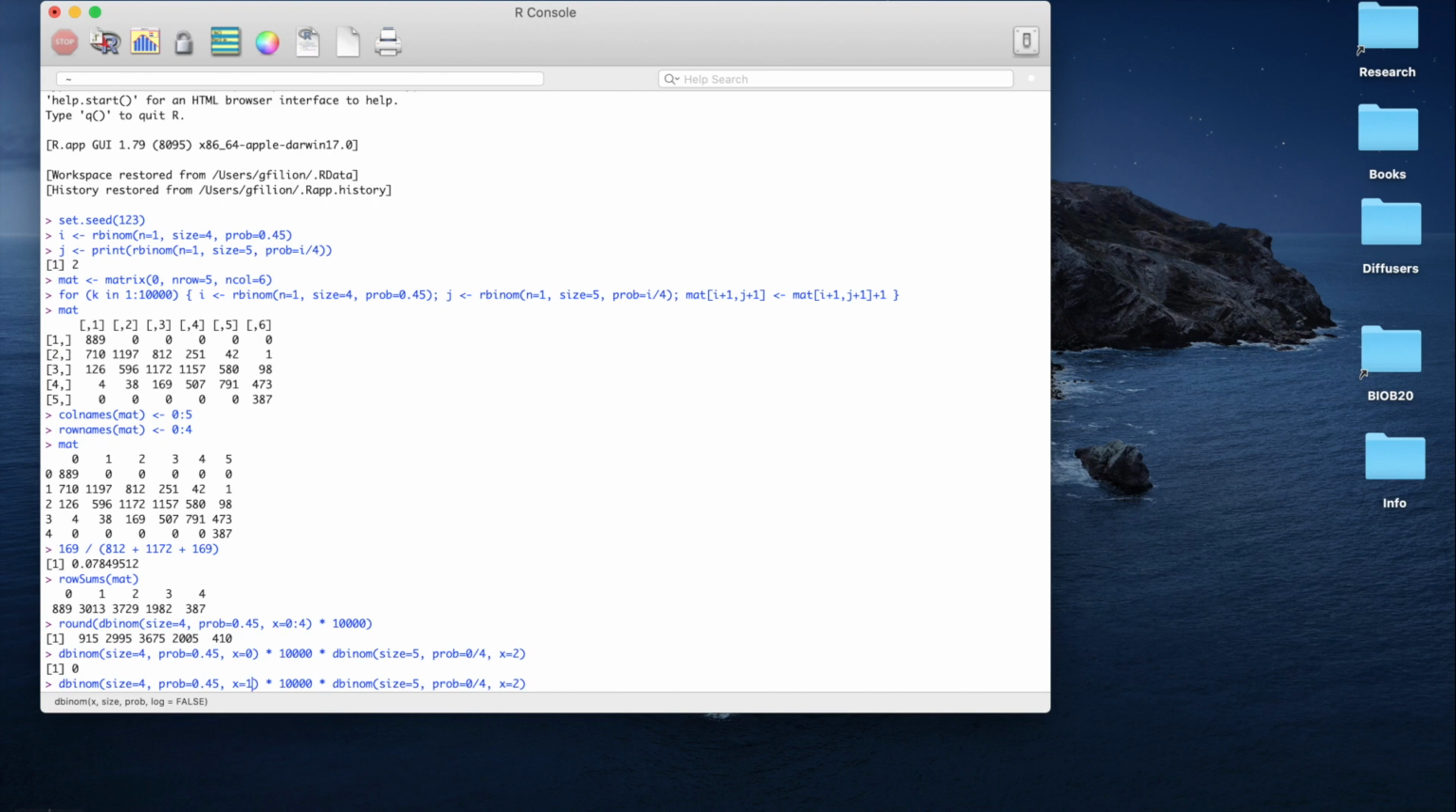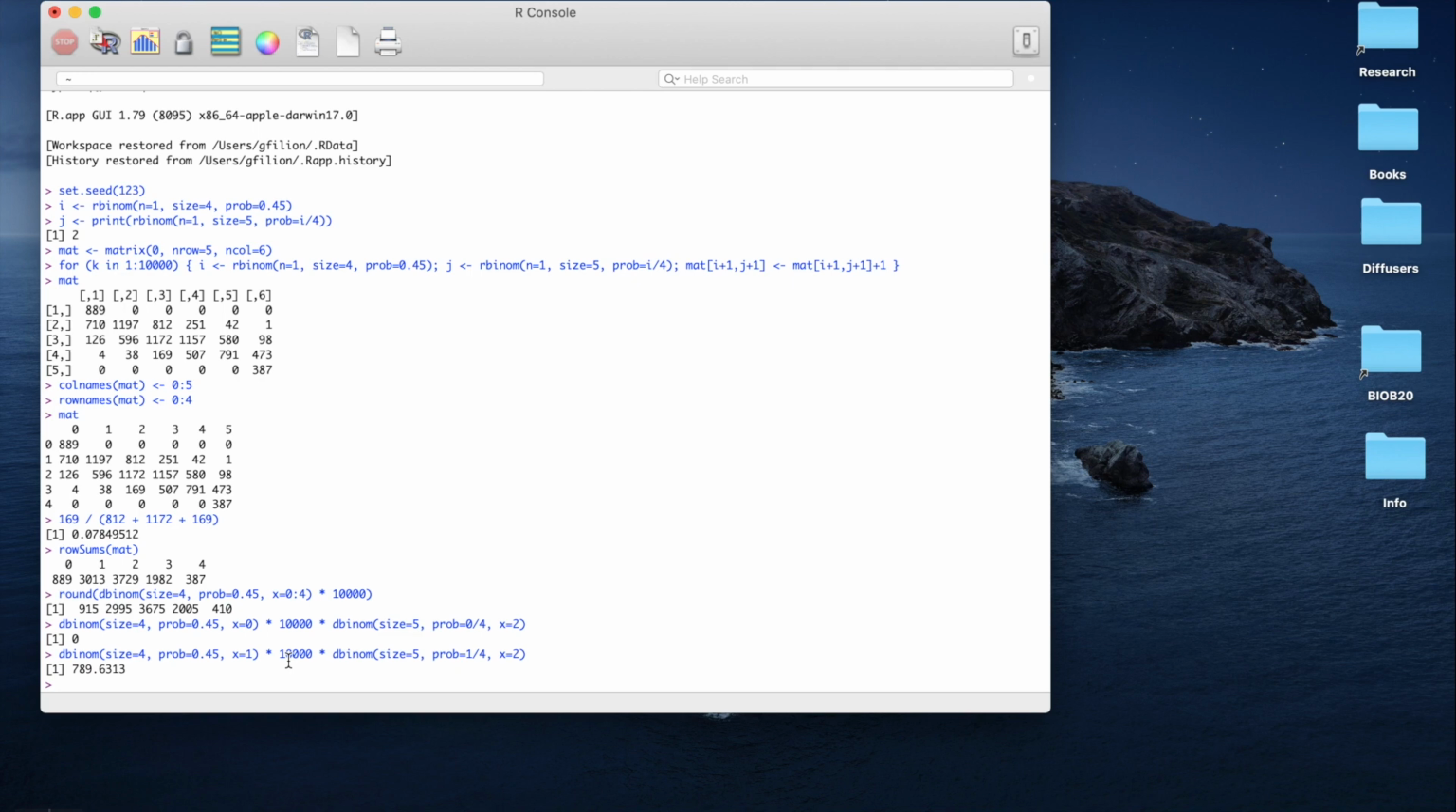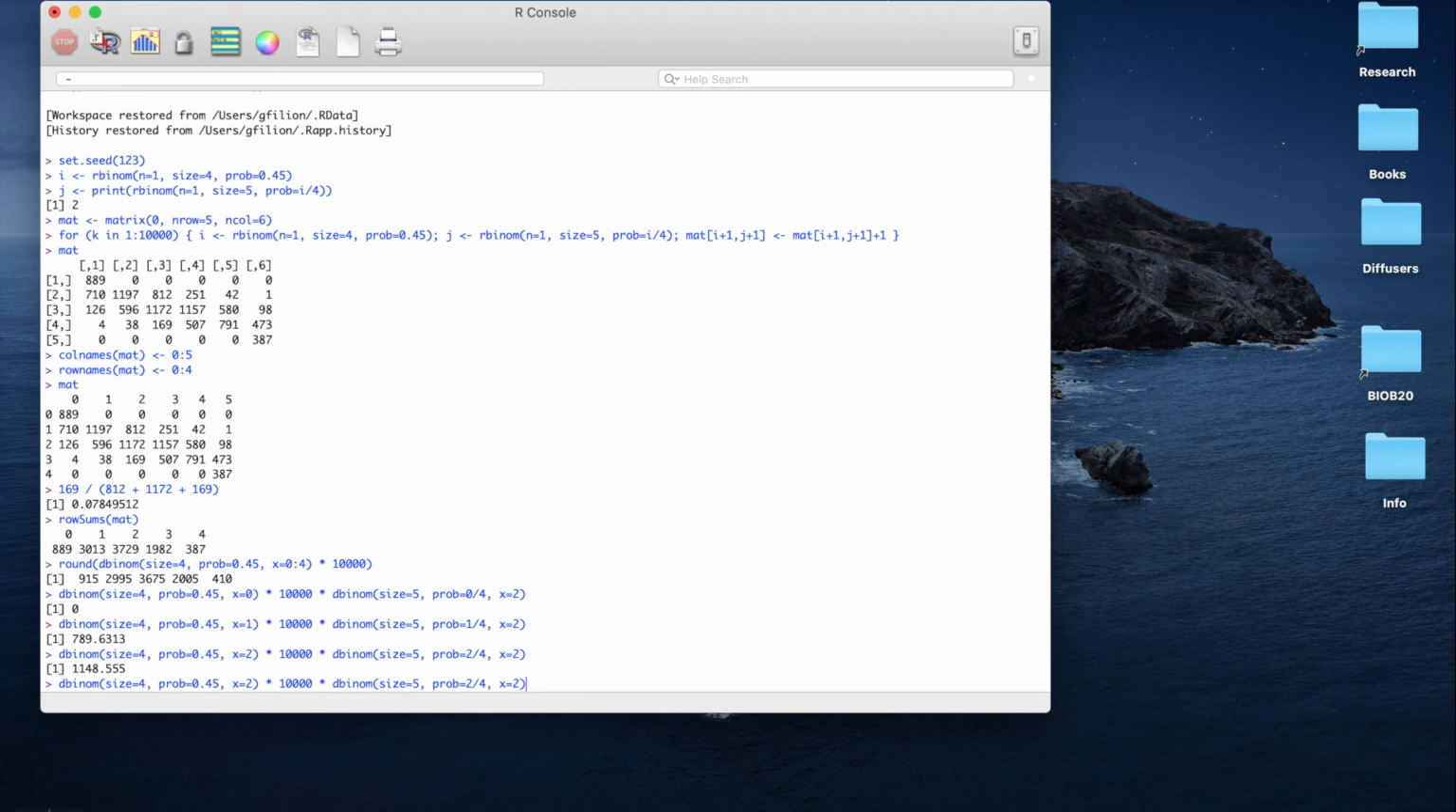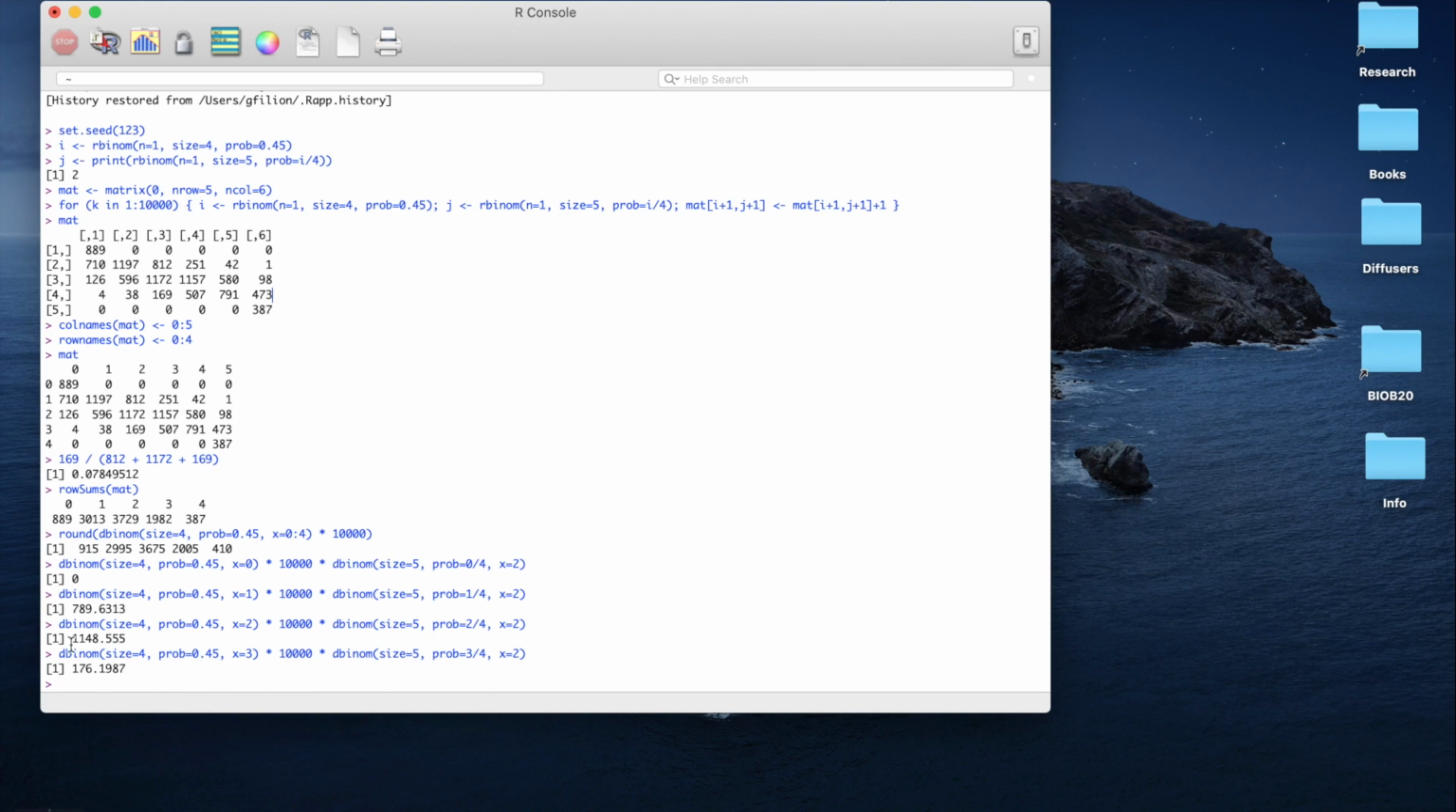For the second row we replace the values where I was equal to 0 by now I is equal to 1. The theoretical value 789 is quite close to the previous value that we sampled, 812. And we can do the same for the row I is equal to 2, and we obtain a number that is again quite close to what we obtained previously, and the row I is equal to 3, where we again obtain a number that is quite close to what we obtained previously.